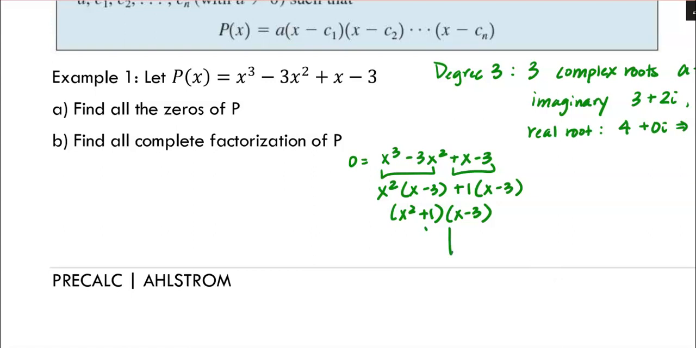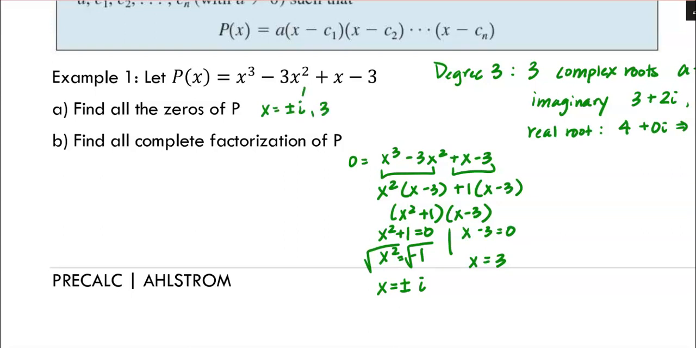So I can take each of these, x squared plus 1 equals 0 and x minus 3 equals 0, and find the zeros. x squared equals negative 1. Square root both sides, so x equals plus or minus i, and x equals 3. So the zeros are x equals plus or minus i, and 3. Notice if we have a plus i, we're always going to have its conjugate, minus i. They go together.